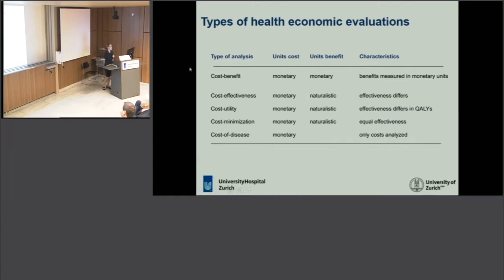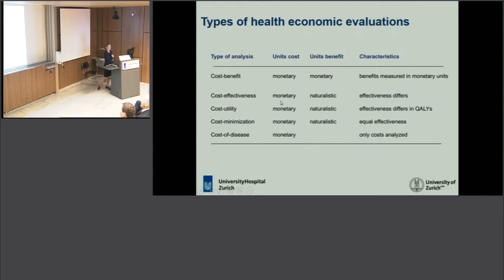If something is called a cost-benefit analysis, both things are measured in monetary units. Sometimes the term cost-benefit analysis is used wrongly, but usually in health economics it means cost on both sides. That's something which is not very often done. Much more often done are so-called cost-effectiveness analyses, and there we have two subcategories.